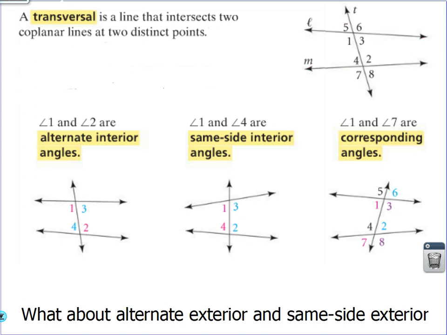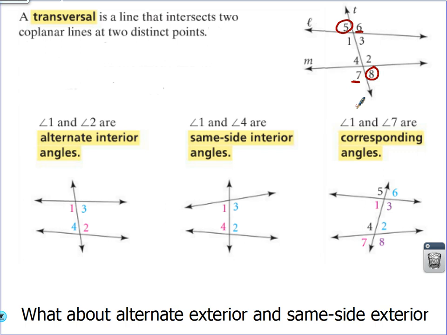Alternate, from what we've learned here, one's on one side of the transversal, one's on the other side. Exterior means they're on the outside. So from this up top, you got 5, 6, 1, 3, 4, 2, 7, 8. One more time, Cole, which ones were exterior angles up there? 5 and 6 and 7 and 8. So alternate exterior. 5 would be alternate exterior with anybody? 5 and 8. Alternate exterior on opposite sides and they're on the outside. 6 and 7 would be alternate exterior.